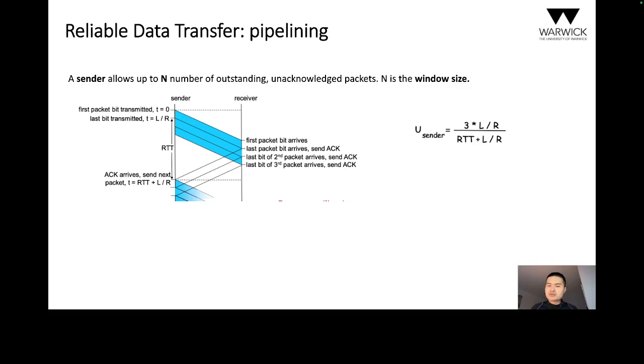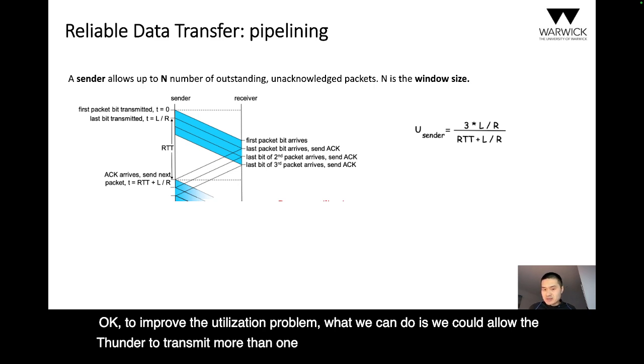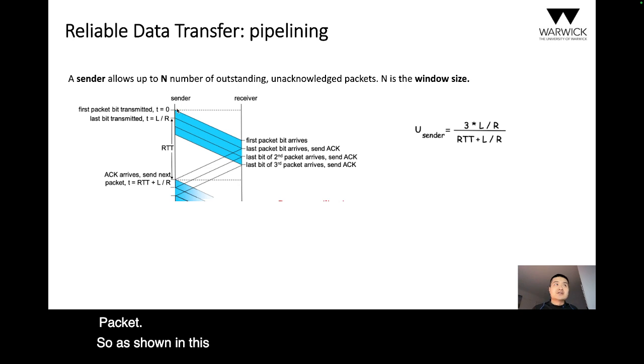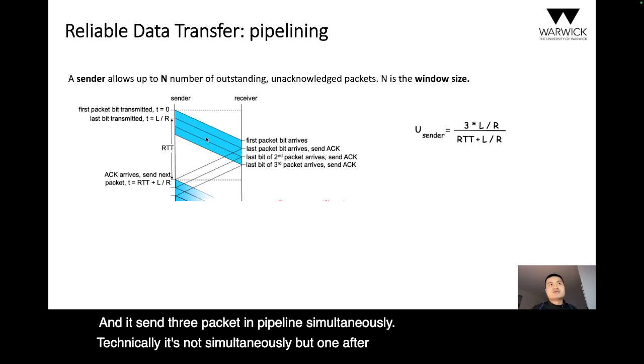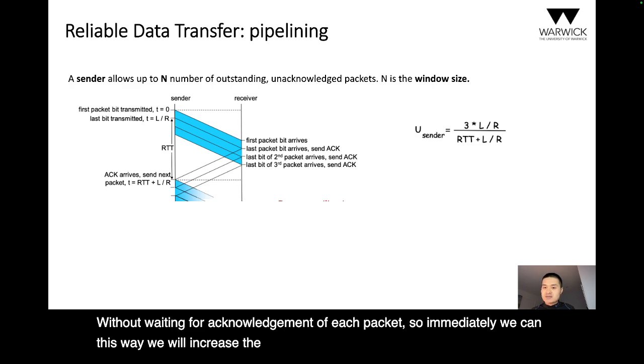Okay, to improve the utilization problem, what we can do is allow the sender to transmit more than one packet without waiting for acknowledgement for each packet. As shown in this figure, the sender first at time 0 sends out a packet and immediately sends the next, and it sends 3 packets in pipeline. Technically, it's not simultaneous, but one after another, without waiting for acknowledgement of each packet. This way we will increase the utilization rate three times.